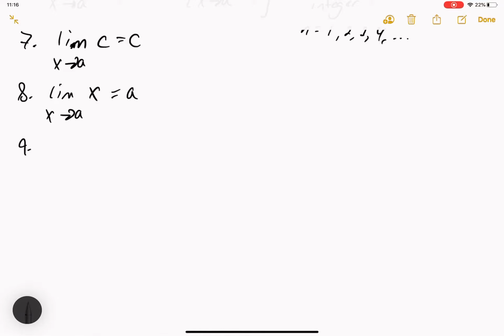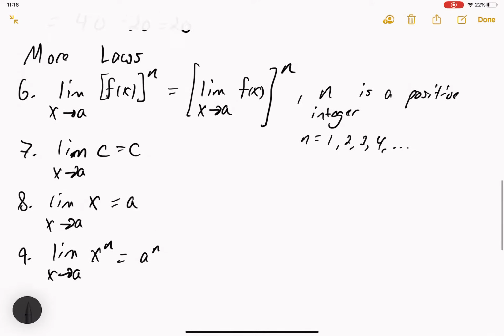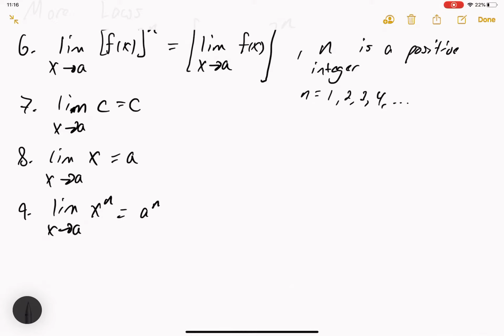So for 9, that will be the limit as x goes to a of x to the n is equal to a to the n. And that's what we see when we combine 8 with 6, where we just get a to the n. In this case, n is still a positive integer.